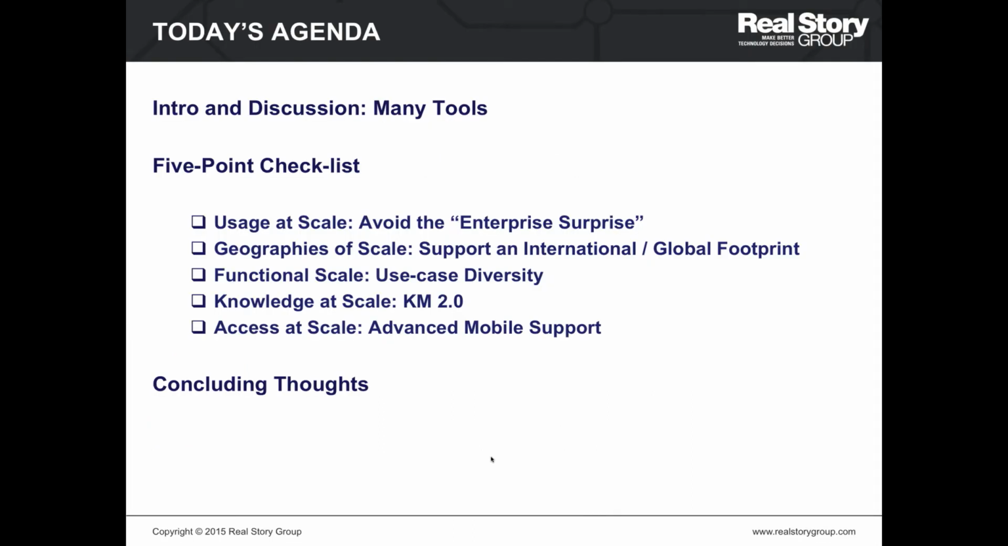So our agenda is we'll have a brief introduction and discussion, including talking about all the different sorts of technologies that are available to you. Then we'll get right into the 5-point checklist. So the points here really are usage at scale and avoiding what we call the enterprise surprise, geographies of scale, how to deal with an international or global footprint, functional scale, which is, I think, maybe one of the most important, maybe even one of the most decisive issues that we see in large enterprises, knowledge at scale, and then access at scale, particularly with respect to advanced mobile support. And then we'll close out with some concluding thoughts.